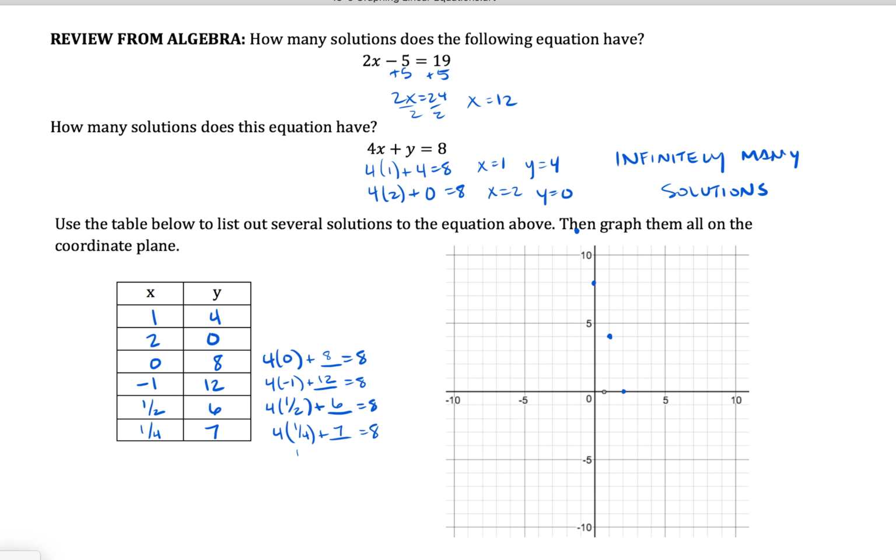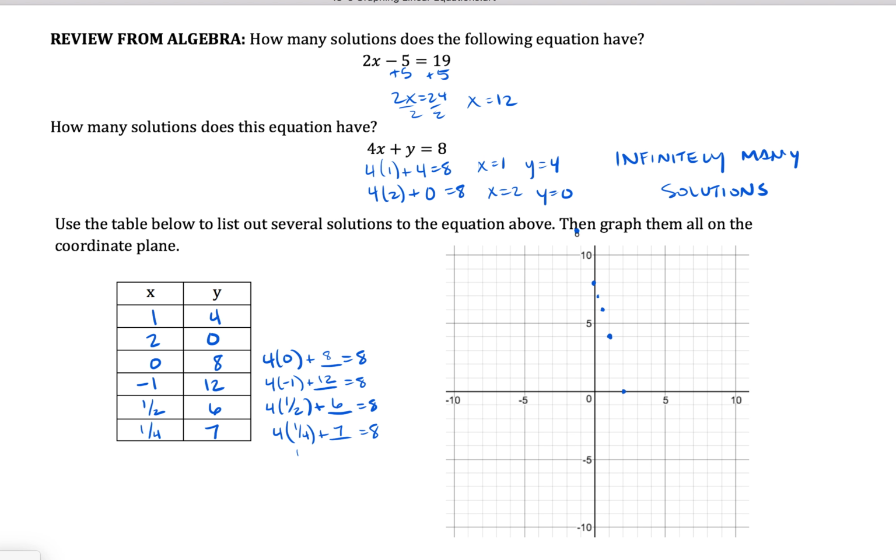1/2, 6. So 1/2 would be at 6. So that looks like it would be right about there. 1/4 would be at 7. So just barely past the y-axis. I'm up here at 7. So that looks like it would be right there. And what I should start noticing is those points all look like they're kind of lined up.